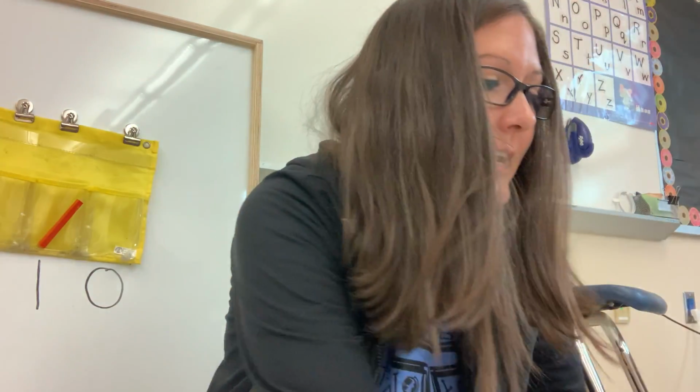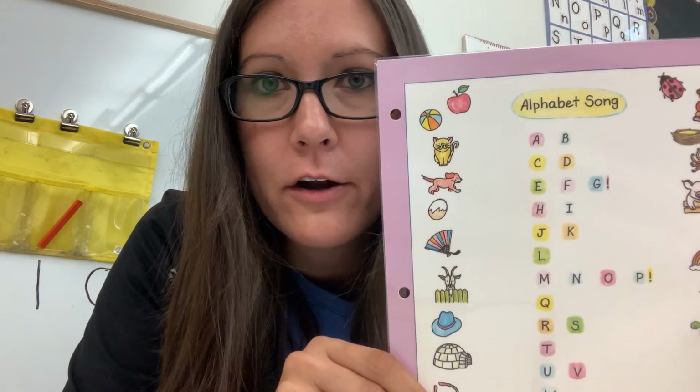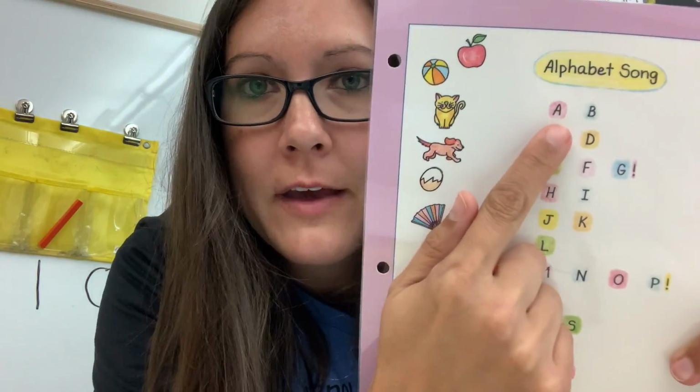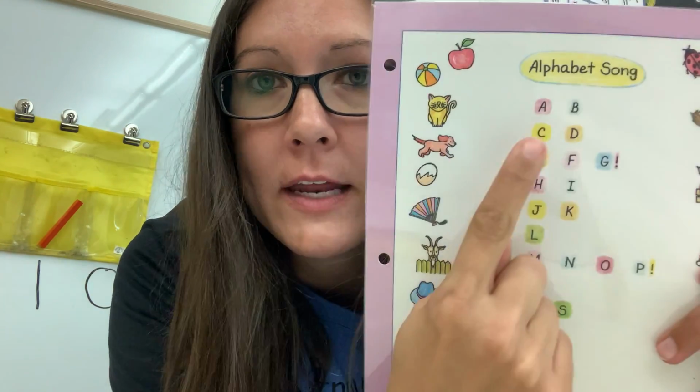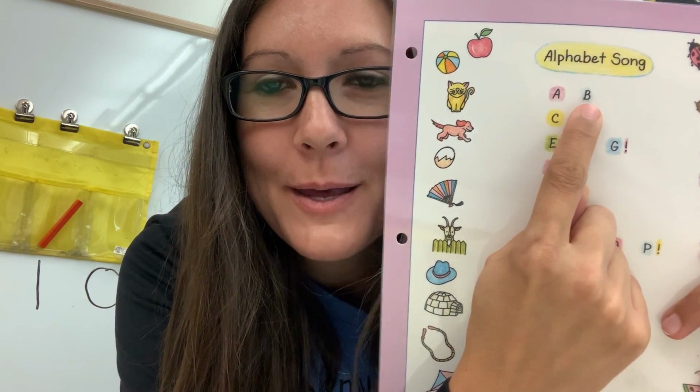All right, kinders, I want you to practice writing H and practice making that sound. The H says, good job. All right, before we go, we are going to practice letter sounds for A through H. Are you ready? We've got A, and what does the A say? Watch my mouth when I do that. A, B.